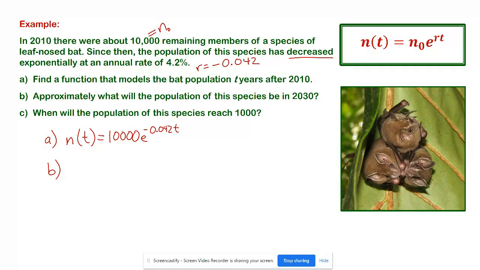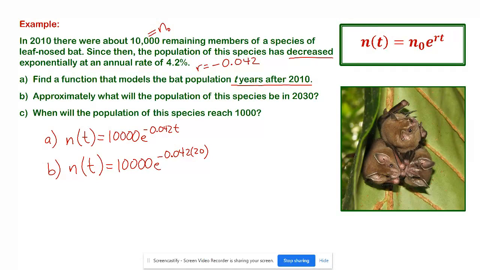Part B, we've got to figure out what the population of the species is going to be in 2030. Here's something that's key in part A. It says t years after 2010. So t is not representing the year. It's representing the number of years that have passed since 2010. So when we plug in for part B, and we want to use 2030, we're not plugging in 2030, we're going to plug in 20, because 2030 is 20 years after 2010. The idea is 20 years have passed since we started observing these bats, and we want to see how many bats are going to be left.